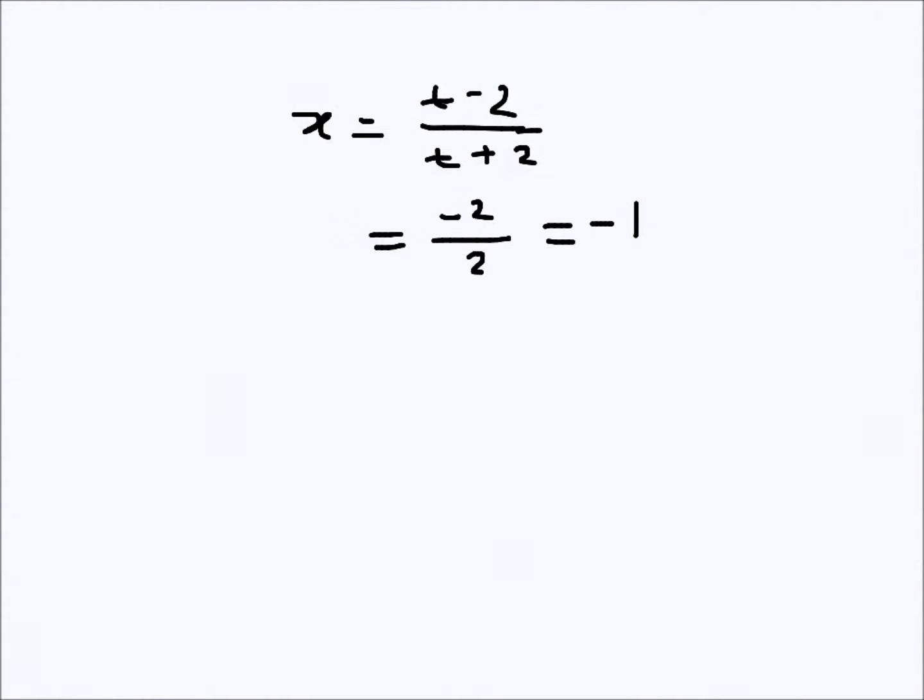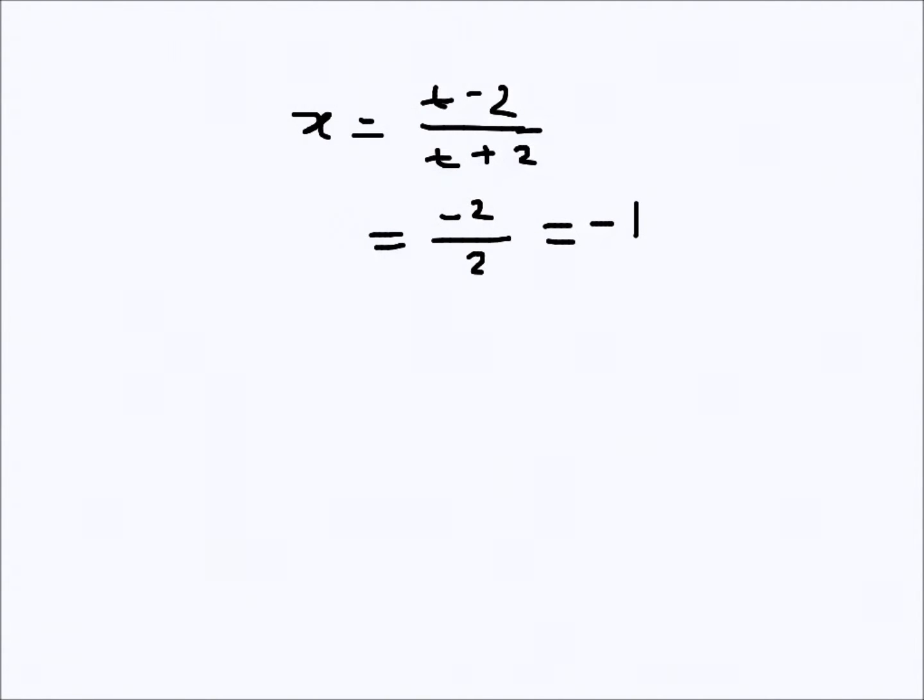So the particle is moving in a straight line and displacement is given by this equation, x is equal to (t minus 2) over (t plus 2). It asks what is the displacement at t equal to 0. So we just plug in t equal to 0 there and we get minus 2 over 2, which is minus 1. So that's the displacement at t equal to 0.